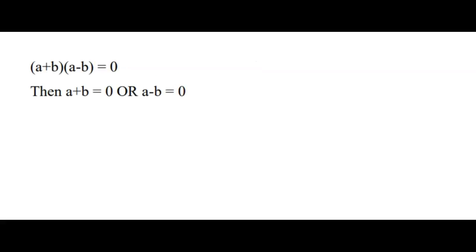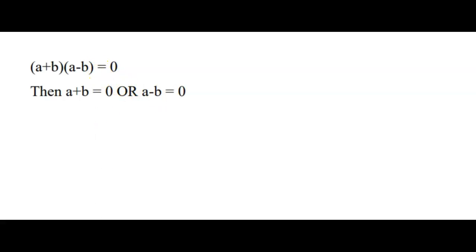All right. So now we realize that if two things are multiplied together and they equal 0, then either the first thing equals 0 or the second thing equals 0. In this case, the first thing is a plus b. A plus b is being multiplied by the second thing. The second thing is a minus b. This thing is being multiplied by this thing, and it equals 0. Therefore, either this thing has to equal 0 or this thing has to equal 0. That's only true if this is set equal to 0.